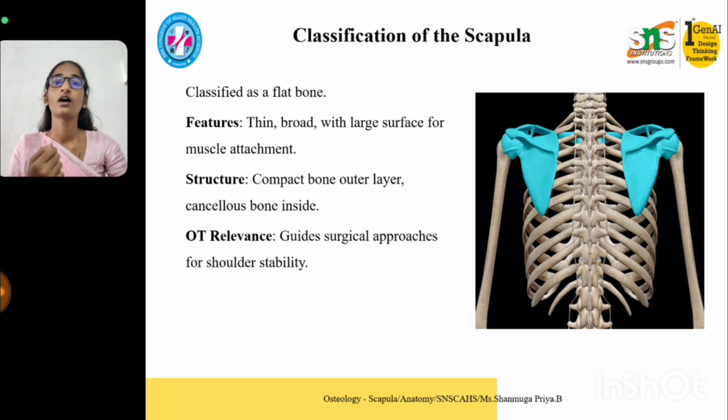Next, in OT, this classification matters because it guides surgical approaches. For example, when fixing a scapular fracture, surgeons need to know the bone's thin structure to choose the right tools, like plates or screws for stabilization. Let's pause for a second. Can you think of another flat bone in the body? It might be the skull or the sternum. These bones share similar characteristics with the scapula. Alright, let's move to the next part.